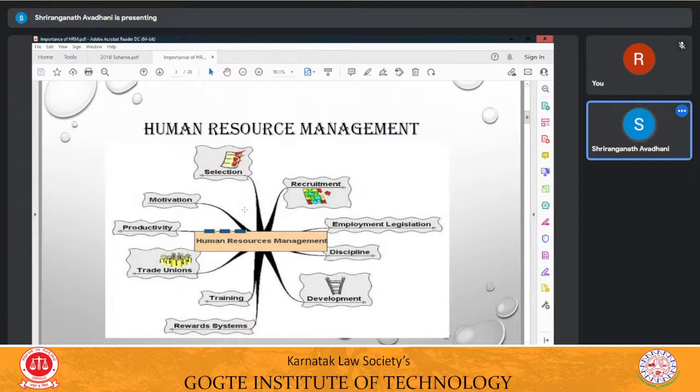This deals with all these aspects. What are those? Under human resource management, we can categorize: selection, recruitment, employment legislation, discipline, development of each employee, training, reward systems, trade unions, and motivation, which together, if we make them successful, will definitely lead to the improvement of productivity. This is the human resource management aspect.